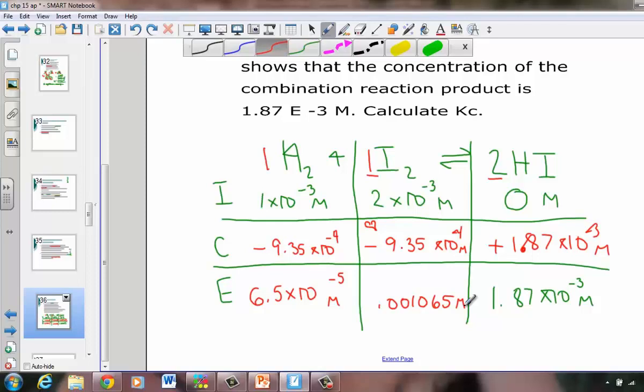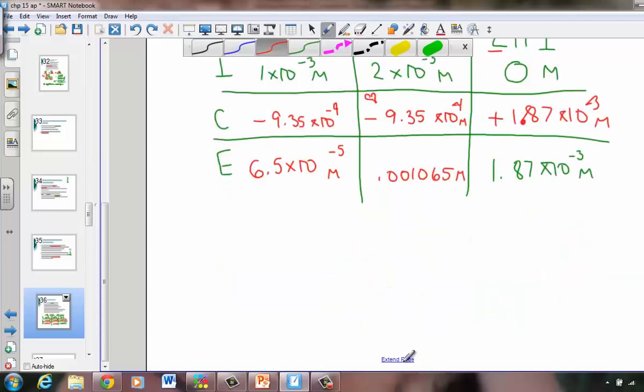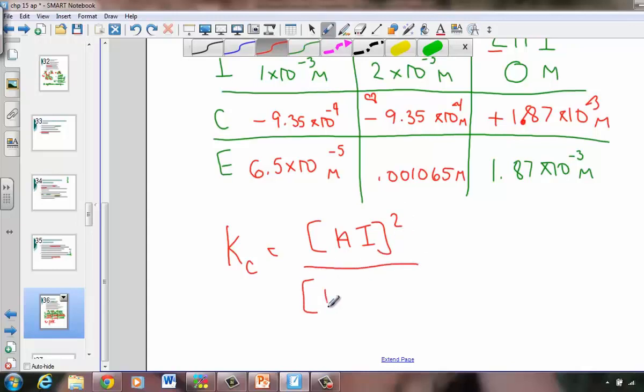We now have the values we need in order to calculate our Kc. Ultimately, that's what we're trying to calculate. So Kc is an expression that would show the molar concentration of HI squared due to its coefficient of 2, times the molar concentration of the molecular hydrogen and the molecular iodine. And we have these values now right here in the equilibrium in the ice table.